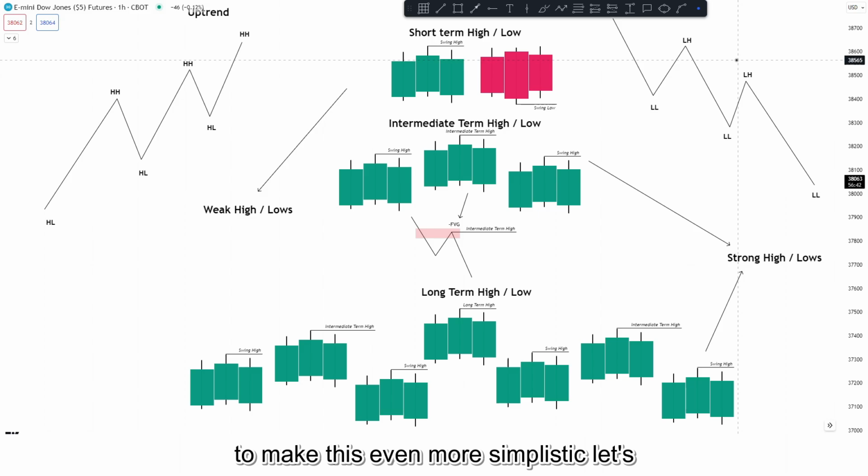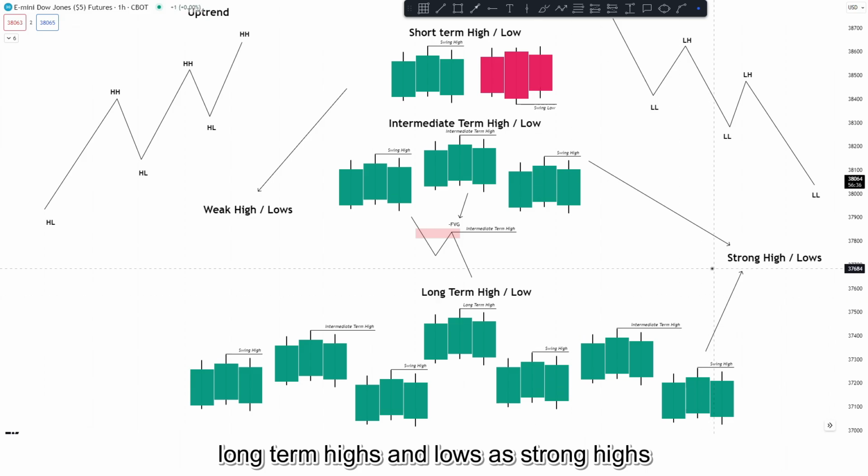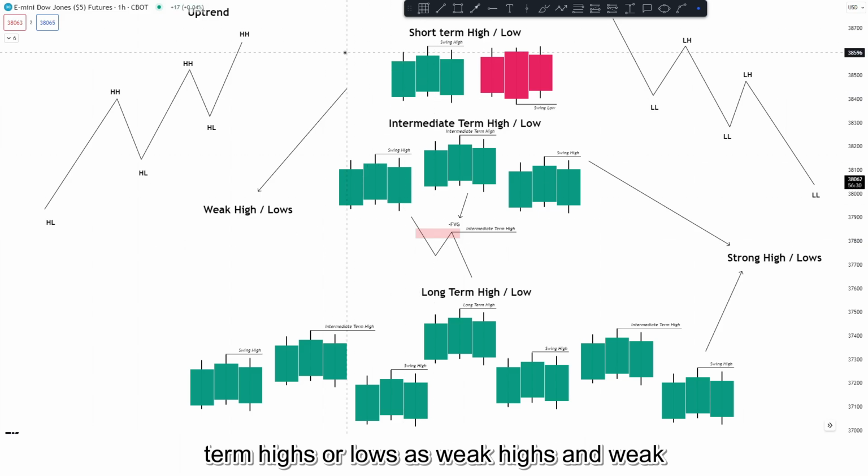So to make this even more simplistic, let's classify intermediate-term highs and lows and long-term highs and lows as strong highs and strong lows. And let's classify short-term highs or lows as weak highs and weak lows. Let's get into the backtest and raw examples of this in action.